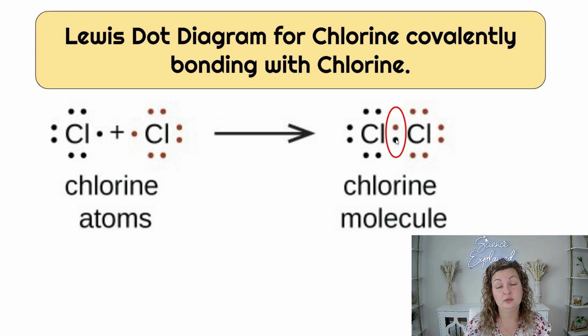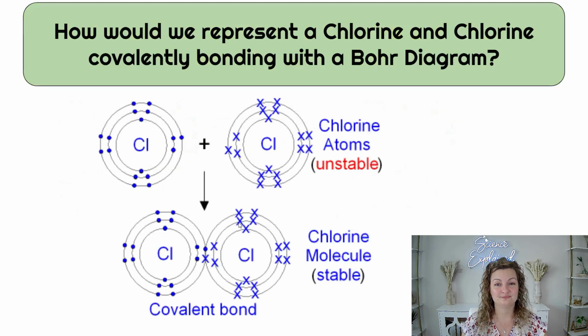This is called a single bond, by the way. And I circled the overlapping sharing electrons. So 1 from this chlorine and 1 from this chlorine. Therefore, they both have a full octet, and that's all they need to share.